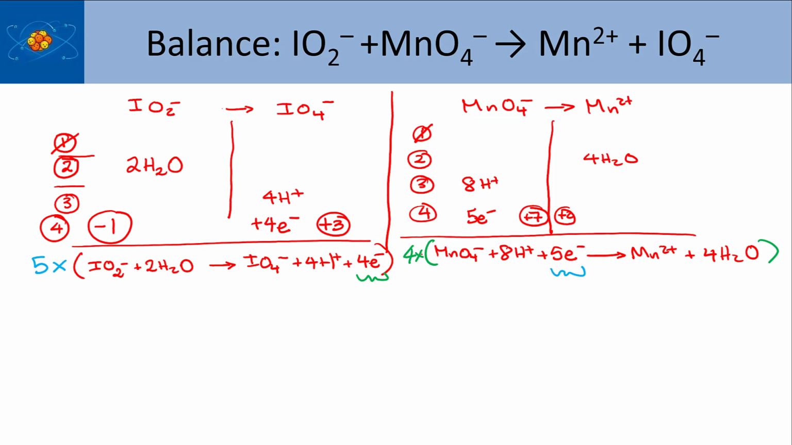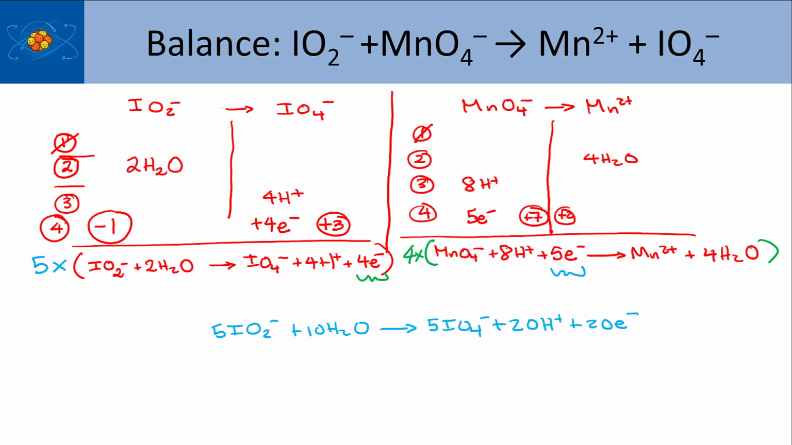So what I'm going to do then is I'll write 5 IO2 minuses plus 10 H2Os, and then an arrow to 5 IO4 minuses plus 20 H plus 20 electrons, like that.